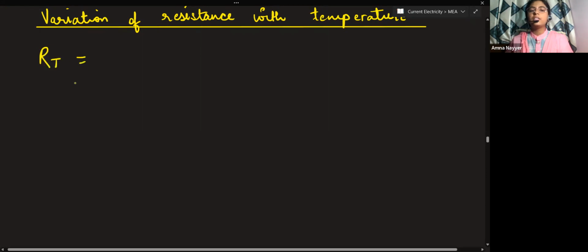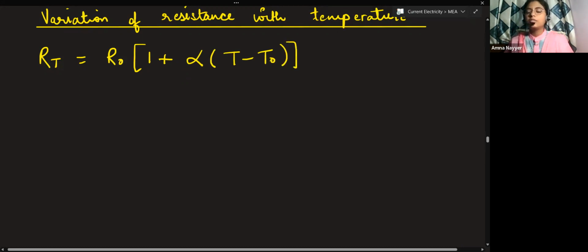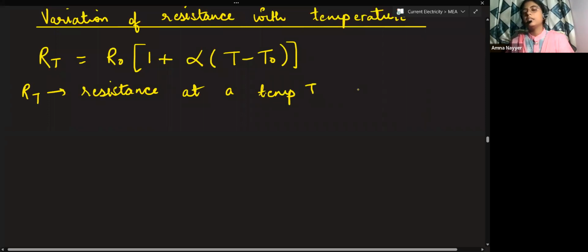Resistance at a temperature T is given by resistance at room temperature multiplied by 1 plus alpha. Alpha is the coefficient of resistance, multiplied by the temperature difference, T minus T naught. I am repeating every term. RT is the resistance at a temperature T, and this temperature T is greater than your room temperature. Then T naught is the room temperature.